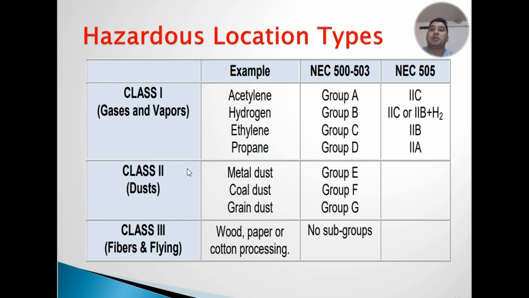Class second, dust. All the flammable dust, like metal dust, coal dust, and grain dust, will come under class second, groups E, F, and G. Then we have class third, fibers and flyings, like wood, paper, and cotton processing. There are no subgroups for class 3.